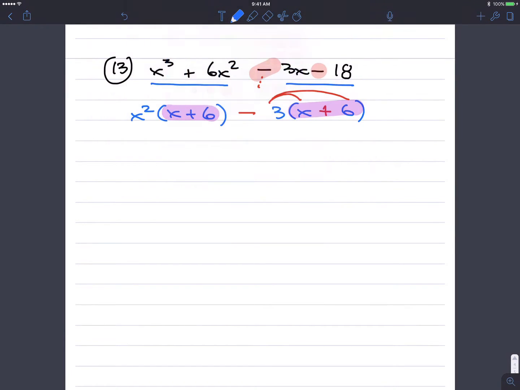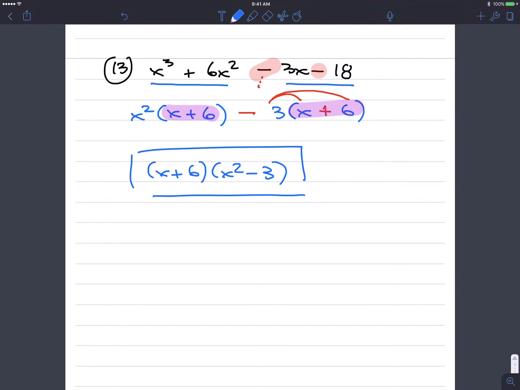And now you say, I got the common term. So what's your final answer? What's the last step? What's common is x plus 6. Is that true? And what's left? x squared minus 3. Notice, in some ways, there's only two lines here of work for factor by grouping. Now this is a scary problem because it has that subtraction between the two groups. All right, you guys okay with that one?